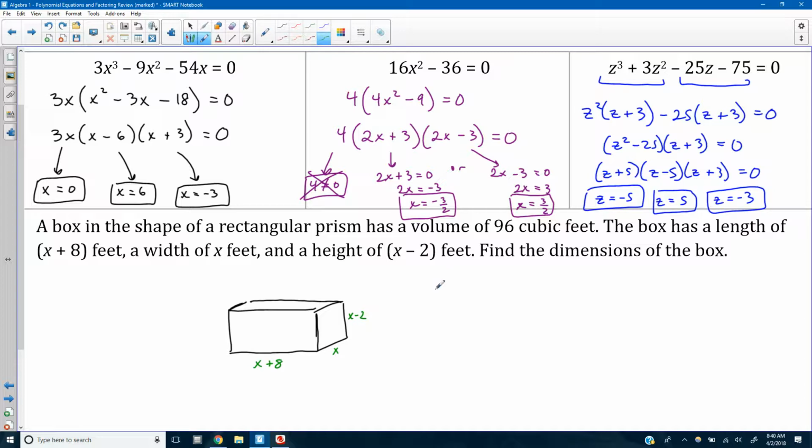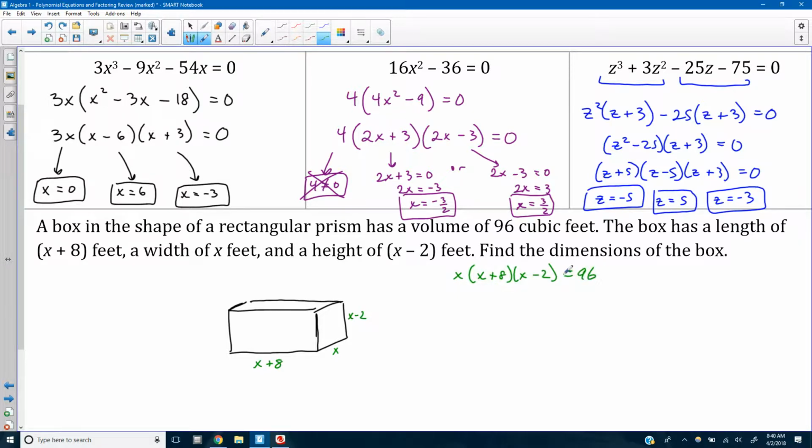When you multiply these all out, which is what they're saying, length times width times height, you're going to get 96. So x times x plus 8, and notice the strategy here. I put the x first. It's just easier for me to work with, equals 96.